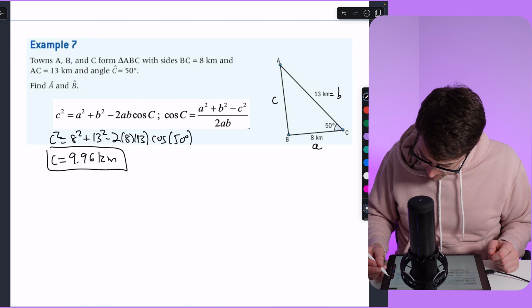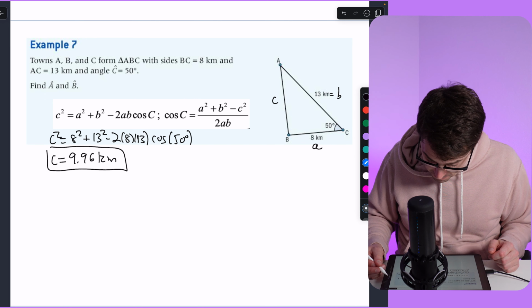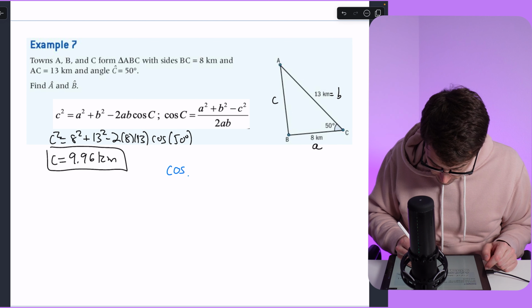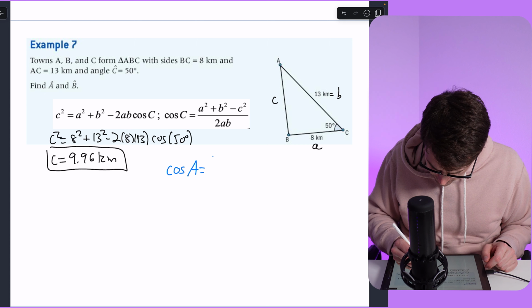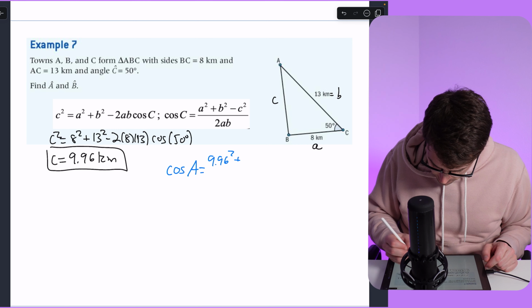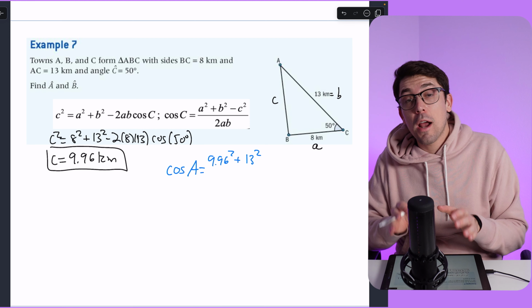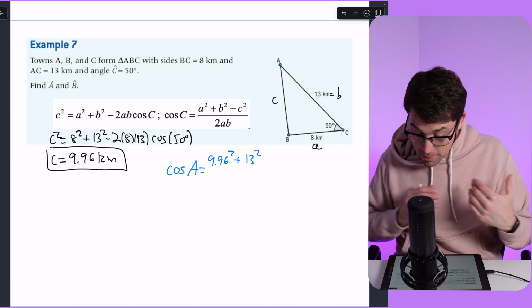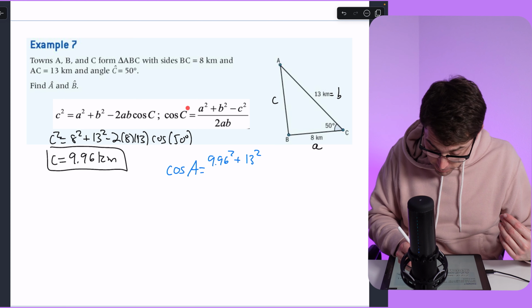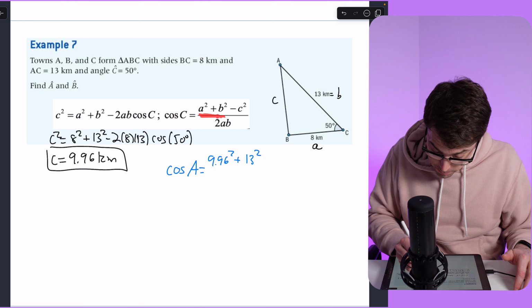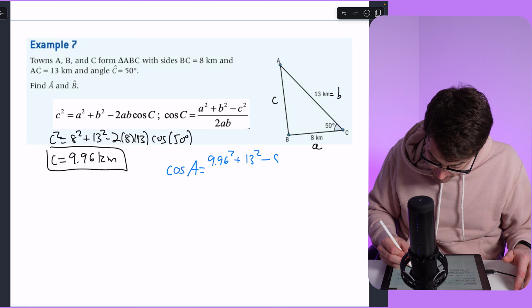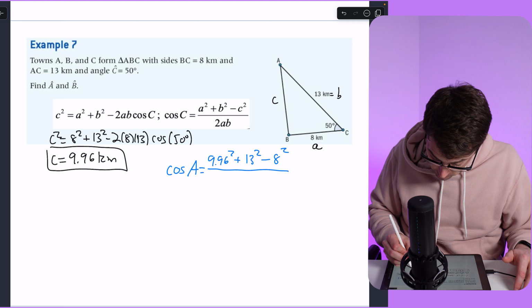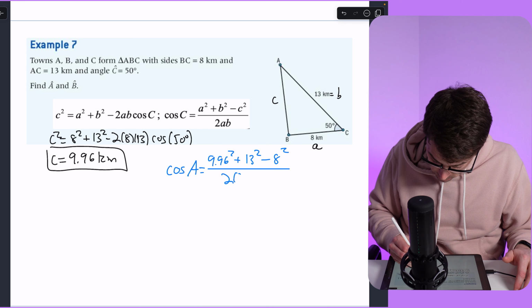So what this means is that if I want to find, let's say, the cosine of A. That's going to be equal to one of the other sides. So let's say 9.96 squared plus 13 squared. Because remember, I cannot use a side that is related to the angle that I'm using for my addition part here. It has to be over here with my subtraction. So I'll go ahead and subtract from that 8 squared. And when I do all over 2AB, that's 2 over 9.96 times 13.